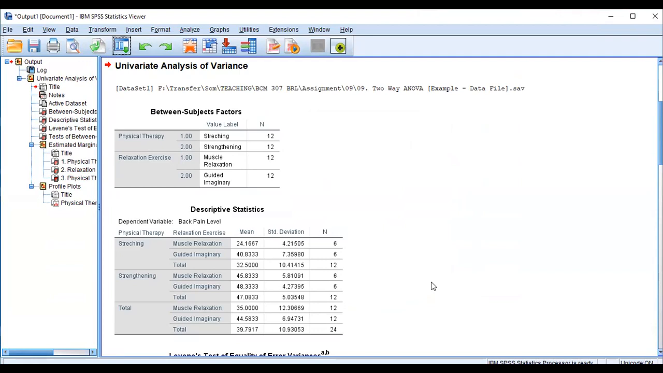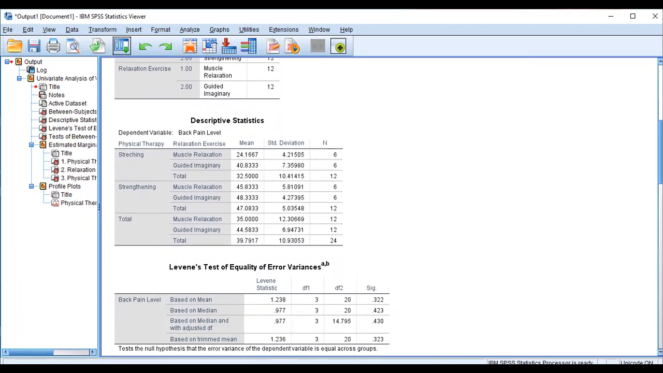And this is how you can see the univariate analysis of variance is taking place. We have got two variables here: physical therapy and relaxation exercise, which are the two independent variables. Stretching is given label 1, strengthening is given label 2, and we have got 12 respondents each in the two categories. Similarly, for relaxation exercise, muscle relaxation has been given value 1, guided imagery has been given value 2, and again we have got 12 people each in both categories.